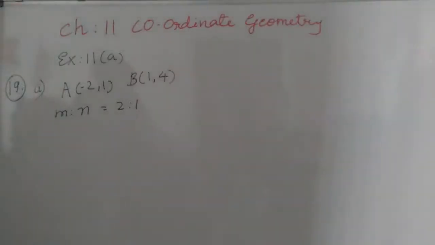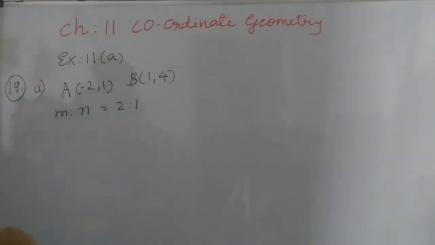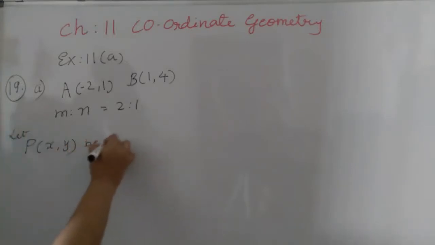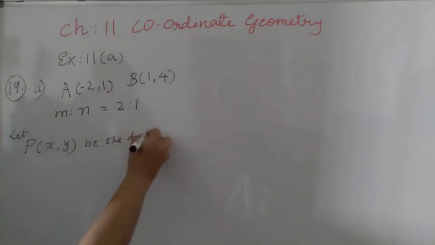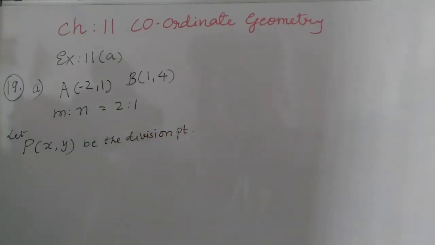Question number 19, exercise 11A, first part A, in which it is written: P divides the distance between A (-2, 1) and B (1, 4) in the ratio 2 : 1. Calculate the coordinates of the point P. So here P is the division point whose coordinates will be x and y.